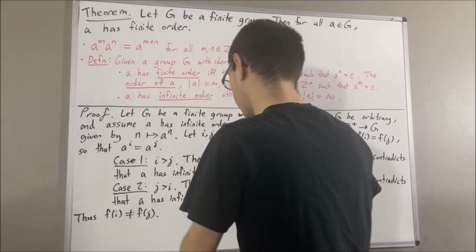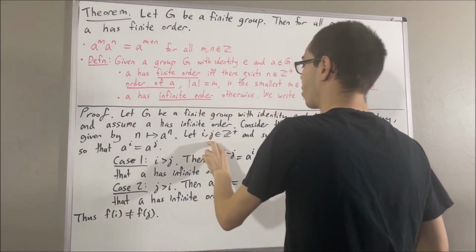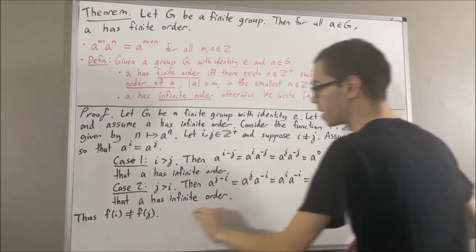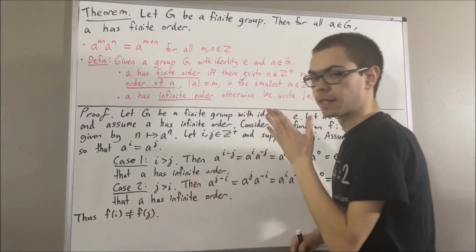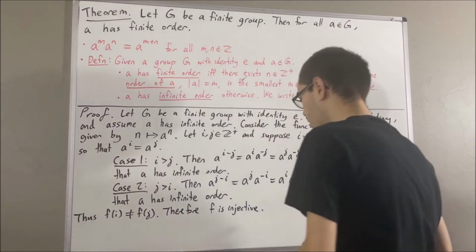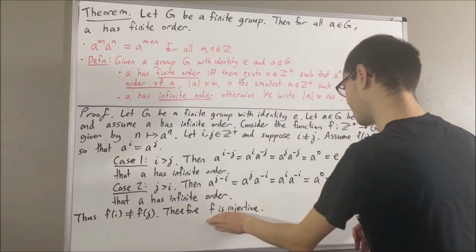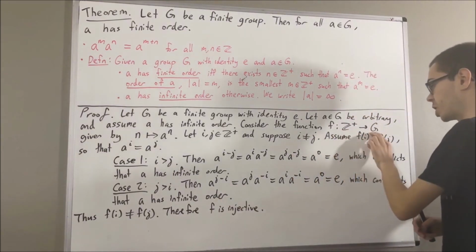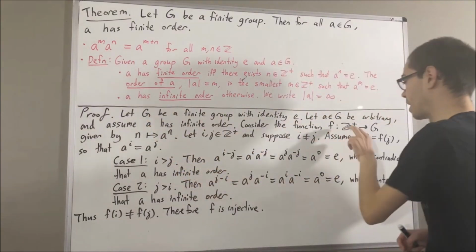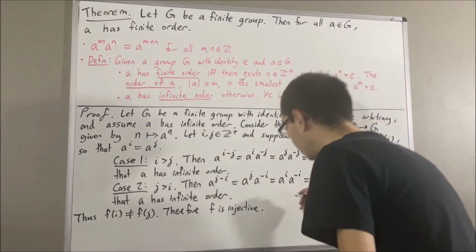So putting this together, we have shown if i and j are any two positive integers, well then if i is not equal to j, then f of i is not equal to f of j. And that tells us f is injective. But since f is an injective function from the positive integers to G, and G is finite, well that implies the set of positive integers must be finite.